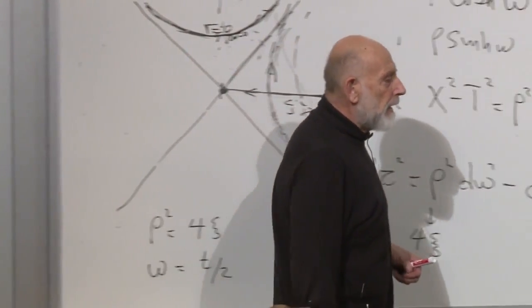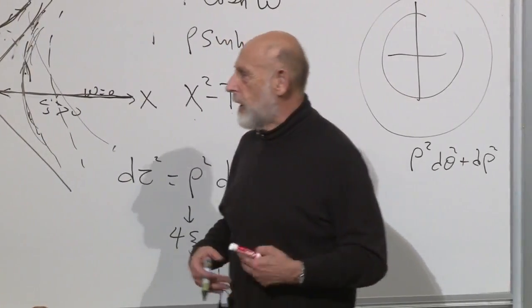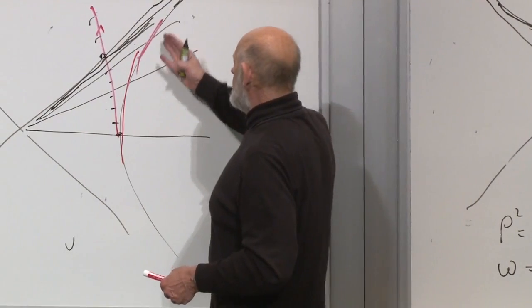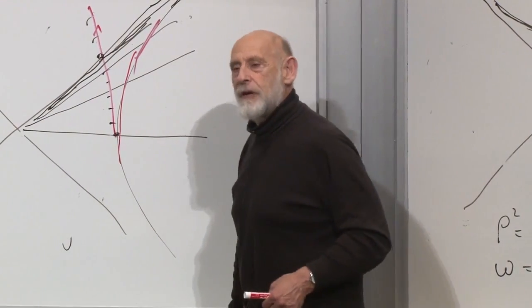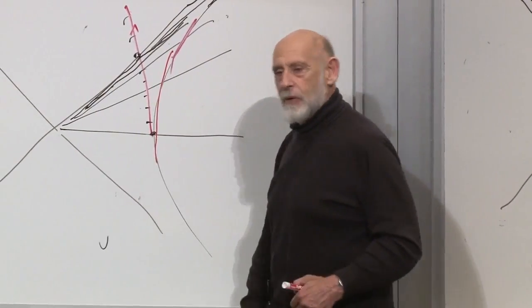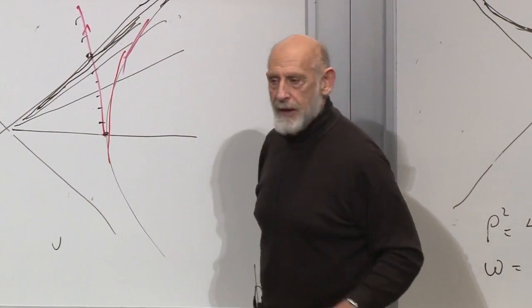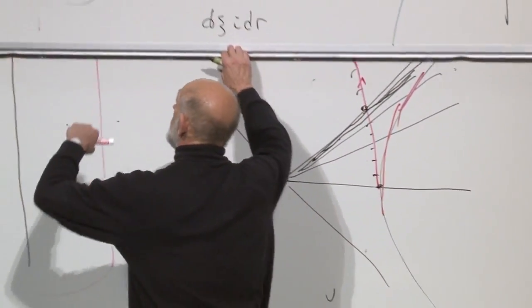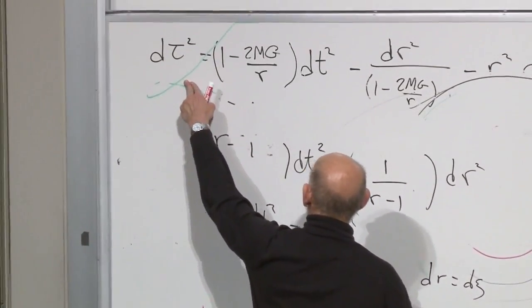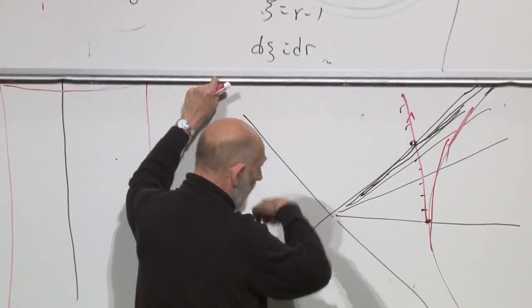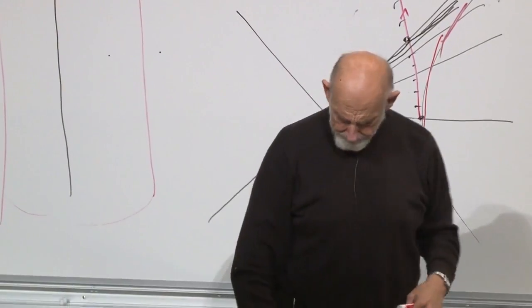So it's a coordinate property, a funny coordinate property, that Alice's reckoning is that Bob takes an infinite amount of time to fall through the horizon. Not so, says Bob. It only took a finite amount of time. I watched it on my clock. But the reason for the discrepancy is this discrepancy between proper time and coordinate time. Alice uses coordinate time. Bob uses proper time.